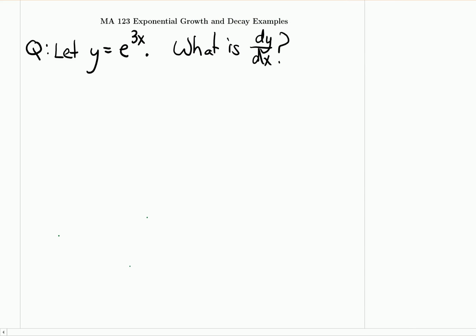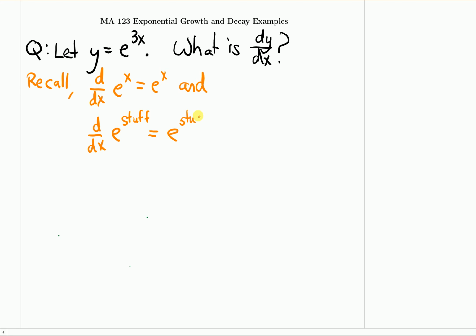So to take the derivative of this, I've got e to the something. I want to recall how to take the derivative of something like that. So remember that if I want to take the derivative of e to the x, that's just e to the x. And if the exponent is more complicated, if it isn't just x, if I have e to the stuff, then there's a chain rule step. So the derivative there starts off as e to the stuff, but I multiply that by the derivative of the stuff.